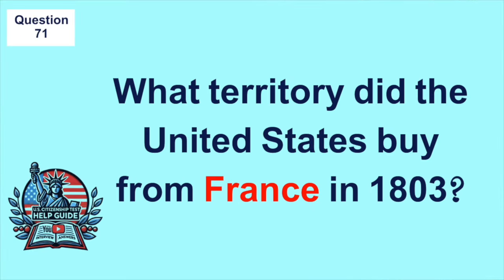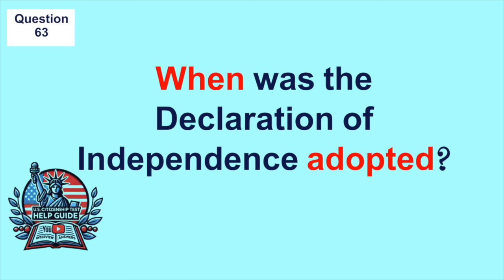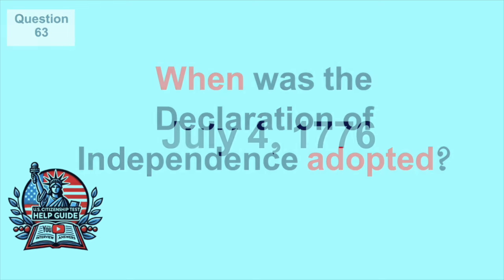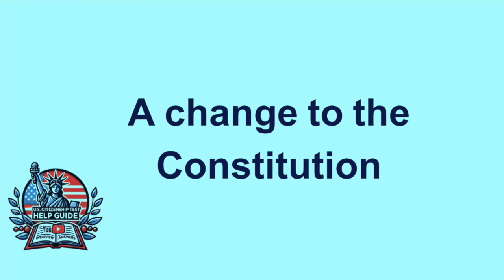What territory did the United States buy from France in 1803? The Louisiana Territory. When was the Declaration of Independence adopted? July 4, 1776. What is an amendment? A change to the Constitution.